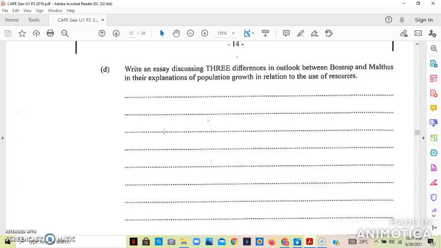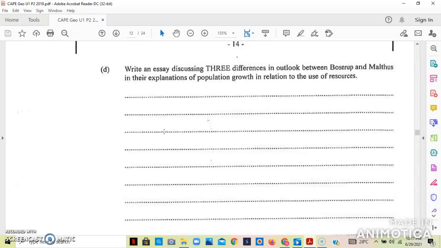So he said that the checks could be positive, which refers to circumstances that lead to a reduction in the population size. So he's saying that if we don't have a famine, a war, or a breakout of disease, it means that the population will be greater than the resources or the food that we have.